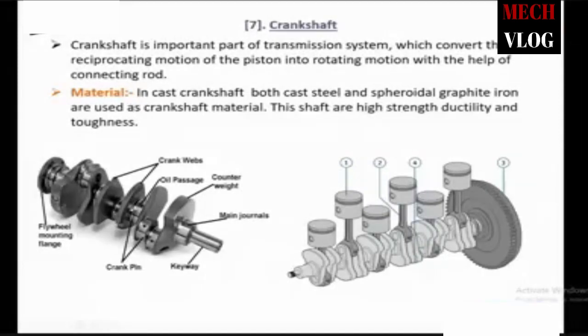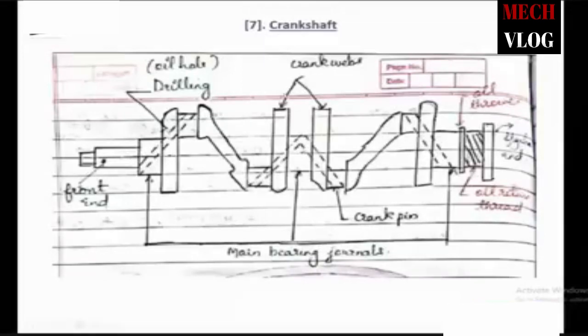The left hand side image shows the flywheel mounting flange and the crank web, oil passage, crank pin, counterweight, main journal and keyways. Okay, so for the material, in cast crankshafts both cast steel and spheroidal graphite irons are used as crankshaft material. These shafts have high strength, ductility, and toughness. Okay, so this is a rough sketch showing the crankshaft. So for example, you need to draw like this.